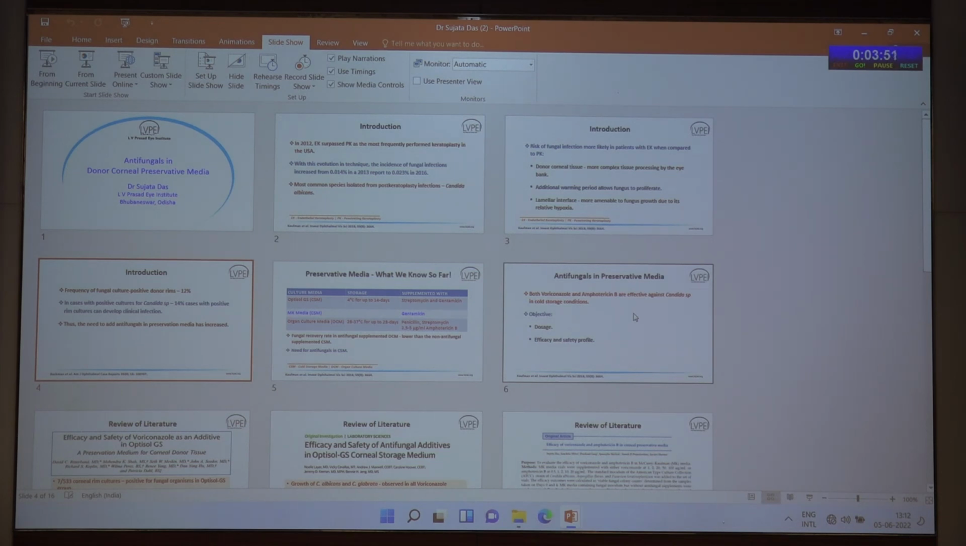When do you add it? If you add it during preparation, then it is cheaper rather than adding it every time when you collect the cornea. And then how long will it be stable? You need stability also, that the solution is stable, that the concentration is stable till the end of the 1 year shelf life. Some people may finish it earlier, but for those who keep the media for 1 year, the drug should be stable in that.